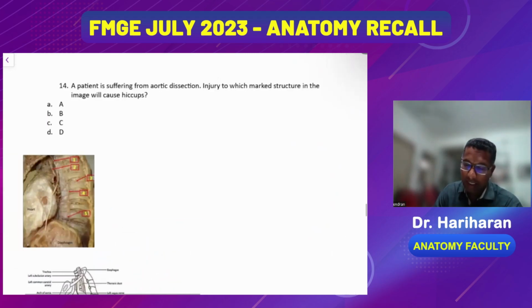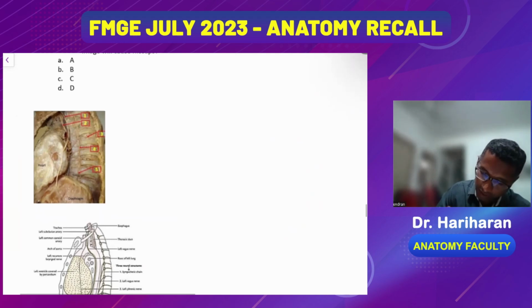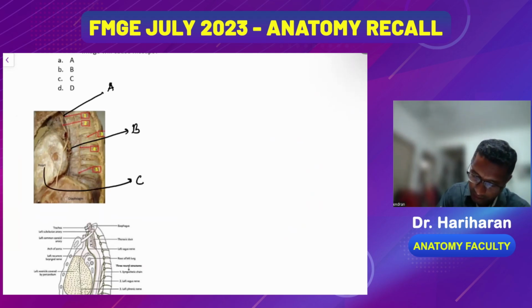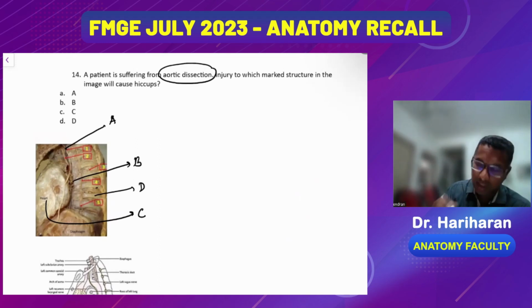Here is a cadaveric based image. A patient is suffering from aortic dissection. Now, injury to which marked structure in the image will cause hiccups? Here they marked a few structures: one structure is A, the next structure seen here is B, the next is C, and the next is D. So this is a clinical question where the patient has an aortic dissection.